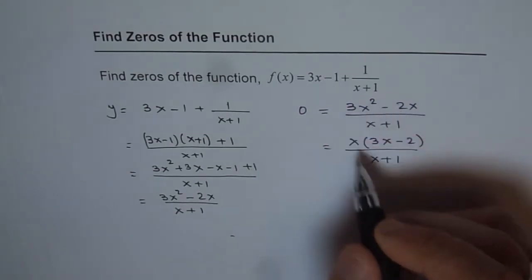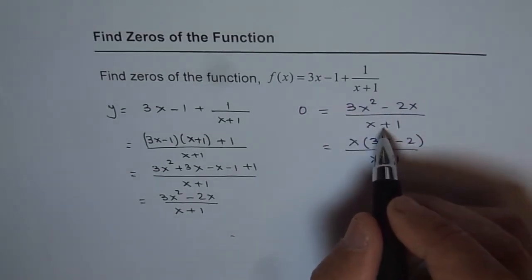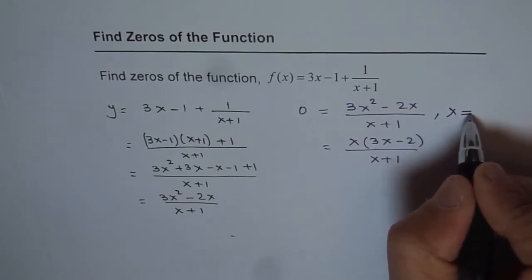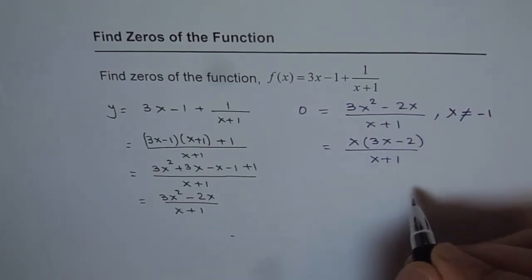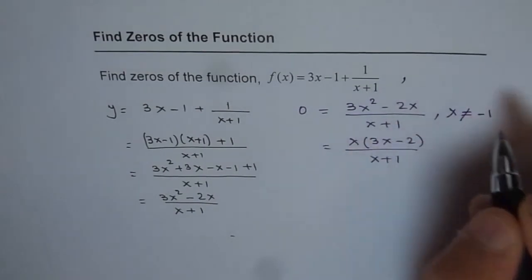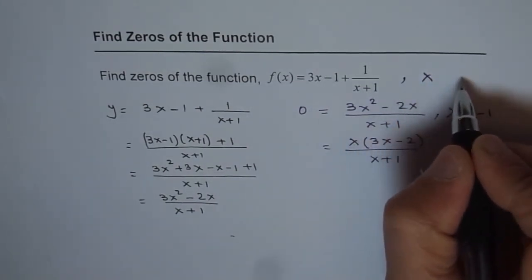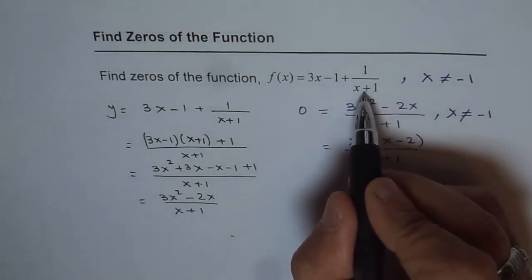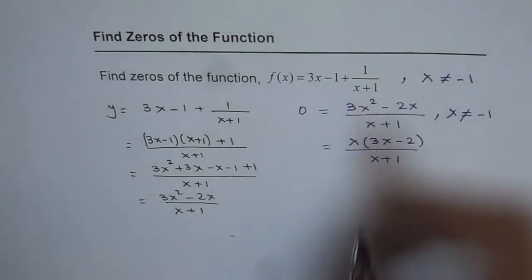Remember one thing, whenever we have an equation like this, the denominator cannot be 0. It's a good idea to write restrictions that x is not equal to minus 1. Correct? So let's put the restriction right here at the top. We say x is not equal to minus 1, since if x is minus 1, then this is undefined, right?